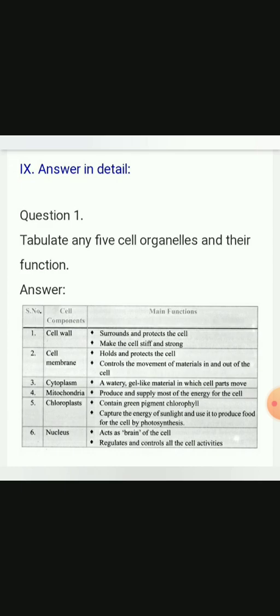Next, answer in detail. Tabulate 5 organelles and their function. See, cell wall, cell membrane, cytoplasm, mitochondria, chloroplast and nucleus. These are the 6 organelles, children. Main functions are also there. You write in your classwork note clearly. Okay, it's also in your book.